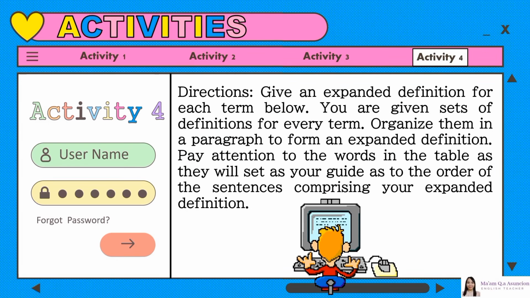Now let's have activity 4, directions. Give an expanded definition for each term below. You are given sets of definitions for every term. Organize them in a paragraph to form an expanded definition. Pay attention to the words in the table as they will set as your guide as to the order of the sentences comprising your expanded definition.